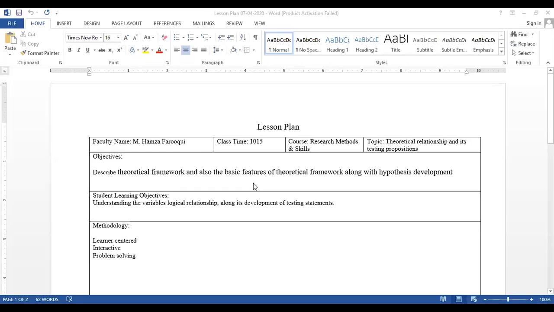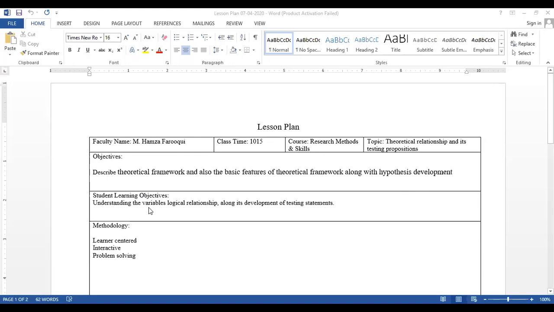Okay. We touched upon the theoretical framework before, I think it was the first class after coronavirus. And after theoretical framework, we will discuss the hypothesis development.